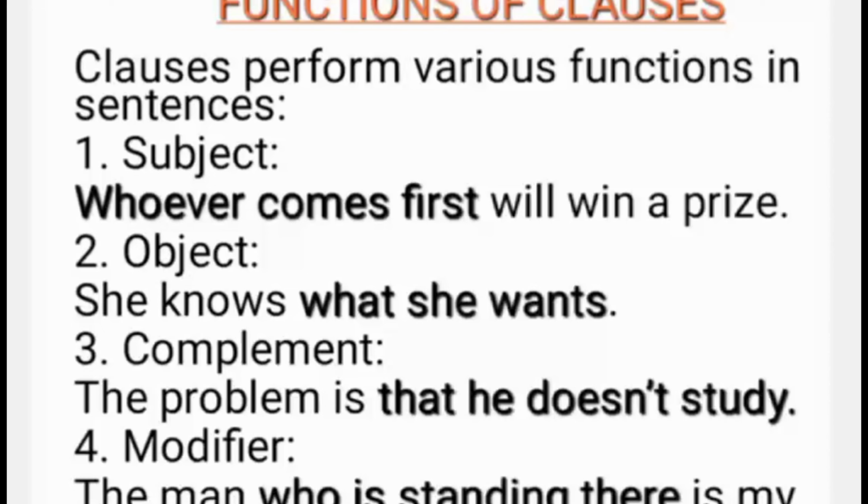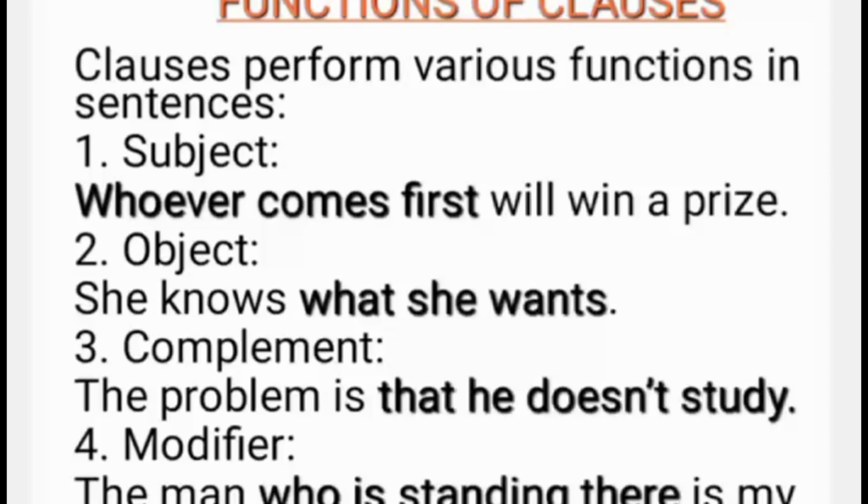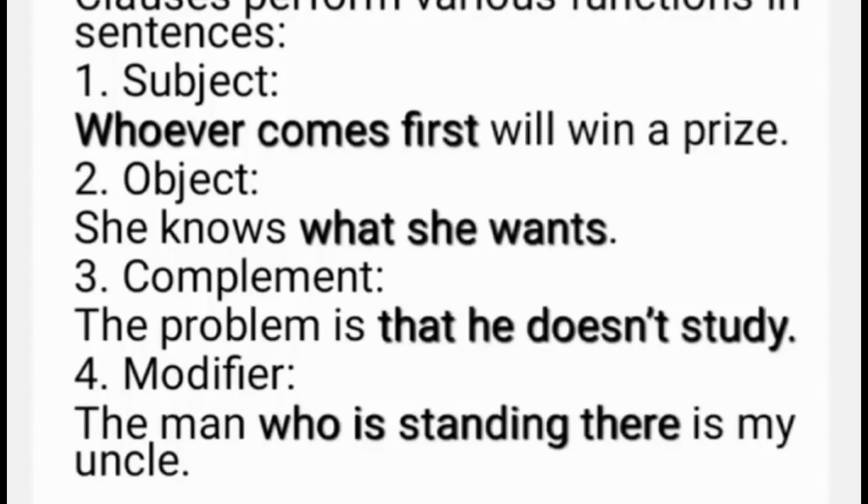Number two function of a clause is object. She knows what she wants. The object here is "what she wants", the receiver of the action. She knows what? What she wants receives the action. So "what she wants" is the object here.